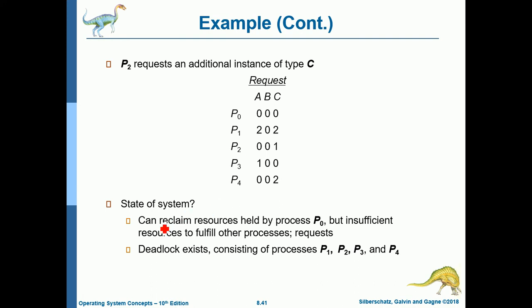Actually, we can reclaim resources held by process P sub 0, but there are insufficient resources to fulfill the other processes' requests. Since it only executed P sub 0, only that process finished its execution, and the next processes did not continue their execution. So a deadlock exists, consisting of processes P sub 1, P sub 2, P sub 3, and P sub 4. Again, I'm going to show you how this happens in an additional video.